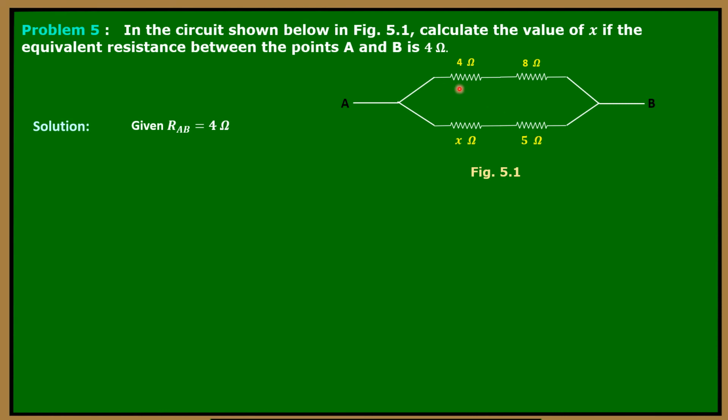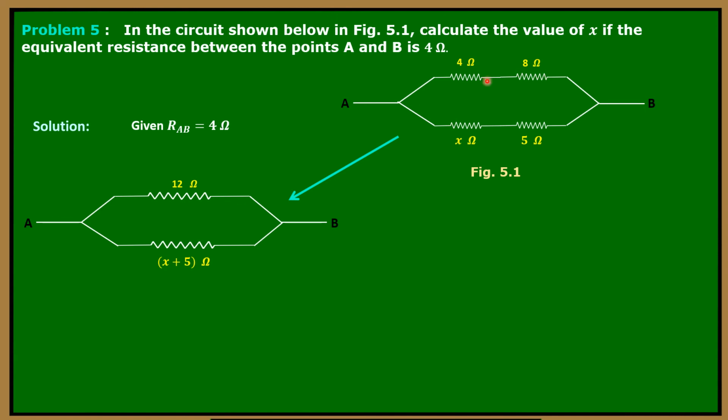So what is the resultant resistance of these two resistors? Here 12 ohms, here X plus 5. Now I am going to replace these two resistors by a single resistor of resistance 4 plus 8 equal to 12 ohms, and here I am going to replace these two resistors by a single resistor of equivalent resistance X plus 5 ohms. Then the circuit will take this form. I have replaced these two resistors by a 12 ohms resistor, and these two by X plus 5 ohms. Now these two resistors are in parallel between the points A and B.